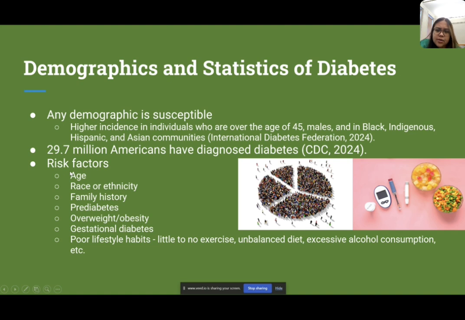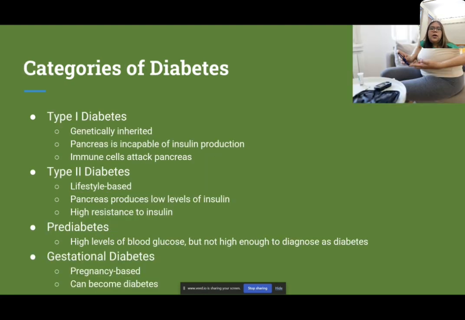There are various risk factors such as poor lifestyle habits, like little to no exercise, unbalanced diet, excessive alcohol consumption, age, race, ethnicity, family history, diabetes, prediabetes, gestational diabetes, overweight, or being obese. So here are the categories of diabetes. There's type 1, type 2, prediabetes, gestational diabetes.